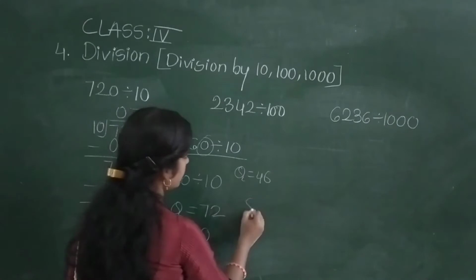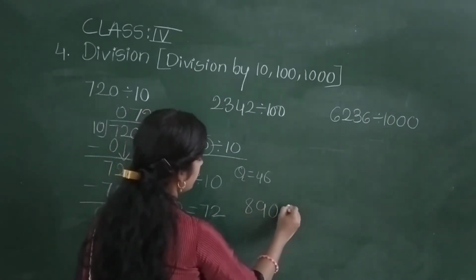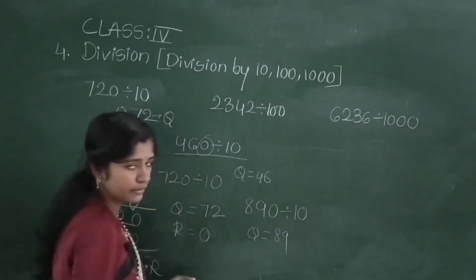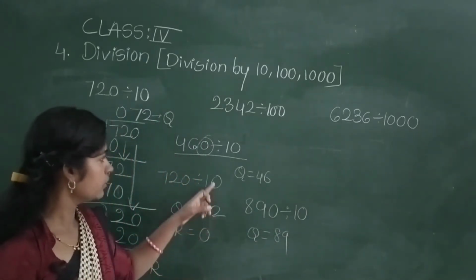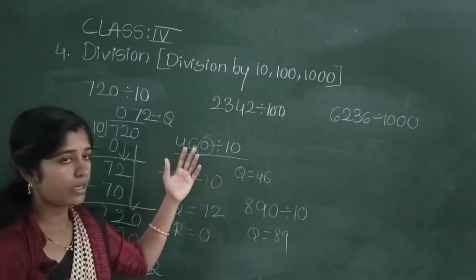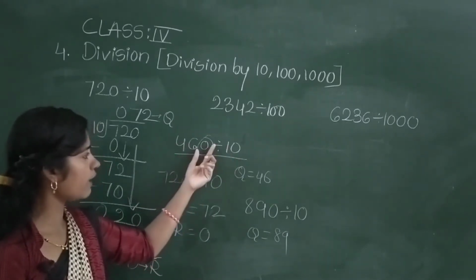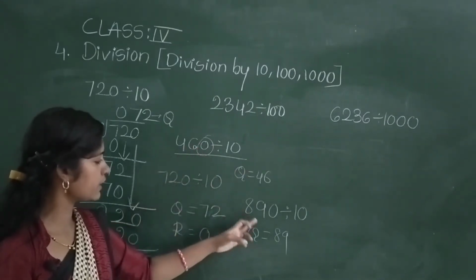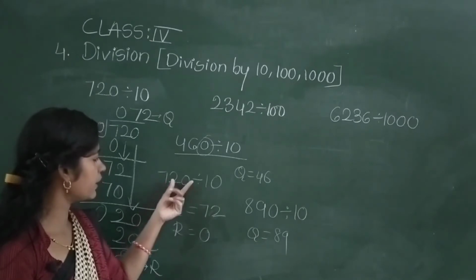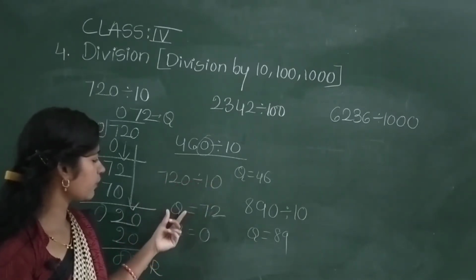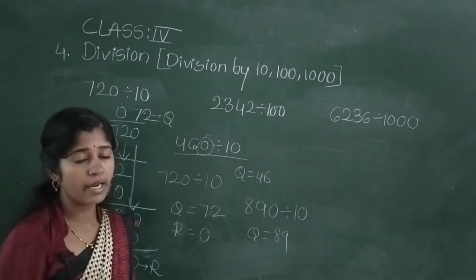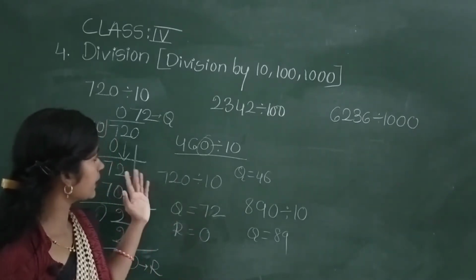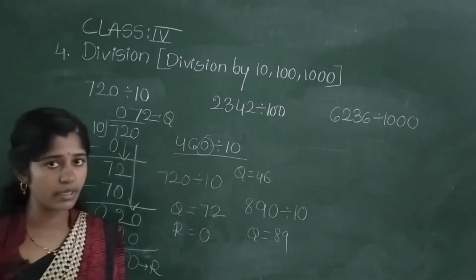For example, I will take here 890 divided by 10. So what will be the quotient? The quotient will be 89. I hope you are getting my point. When you are dividing any number by 10, and you have a 0 here, then you drop only one 0 and write only 46. Here you write only 89. See here, 720 divided by 10 means I got 72 as a quotient and there is no remainder. I hope you understood this. If you know this trick, then there is no need to solve all the examples.